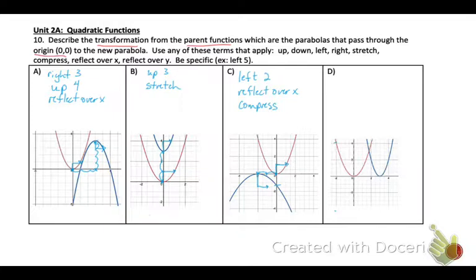And then finally with the D, so track that vertex. Notice that it is moved over 3. And then it looks like the new parabola is narrower, but let's check it, and it is. And so if it's narrower, then it is a stretch.